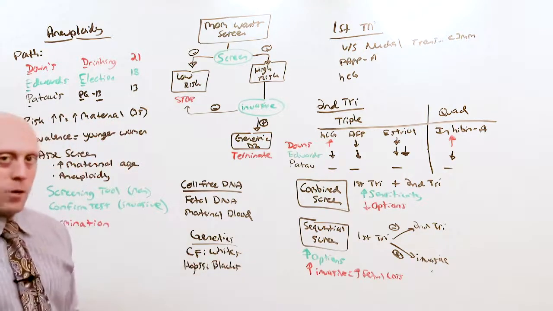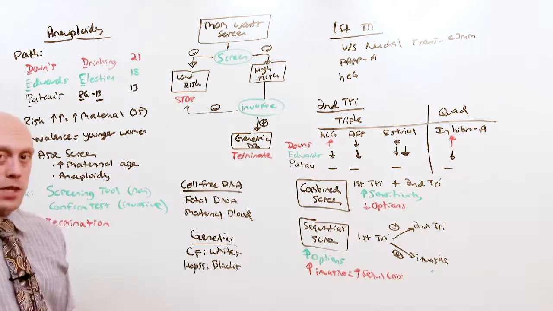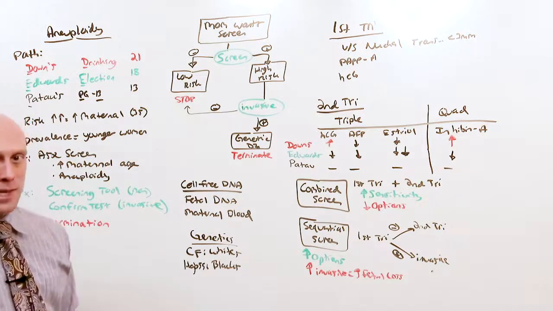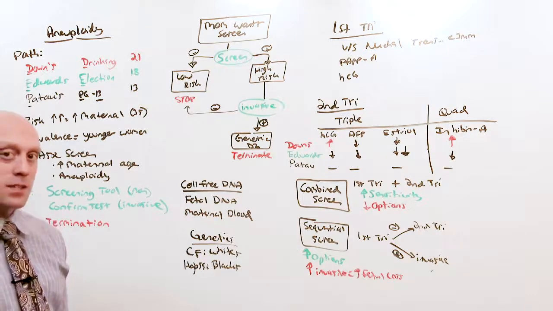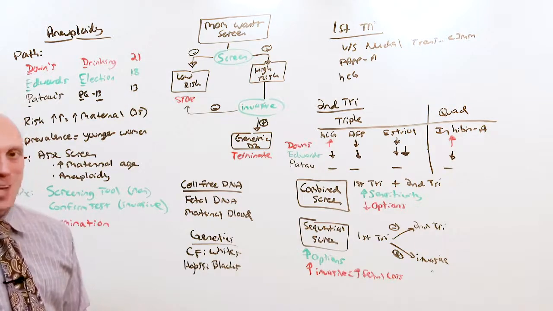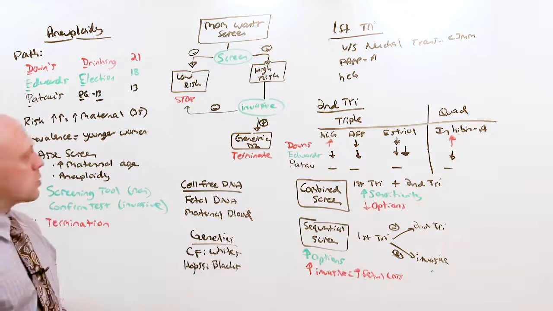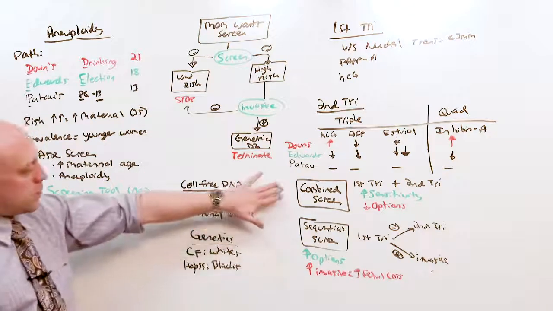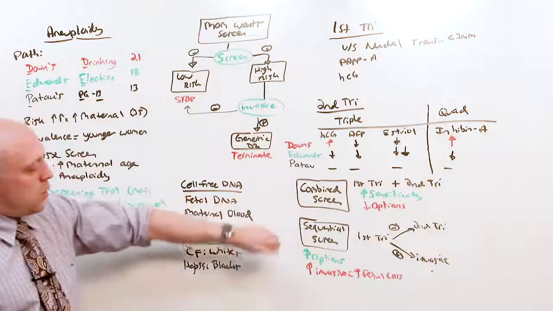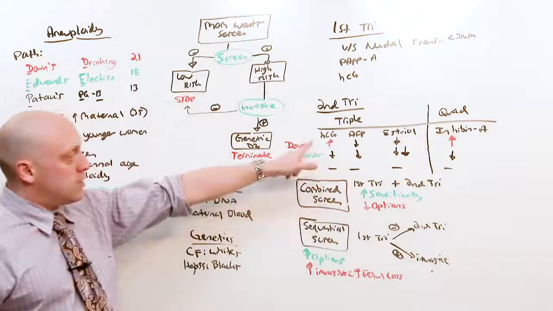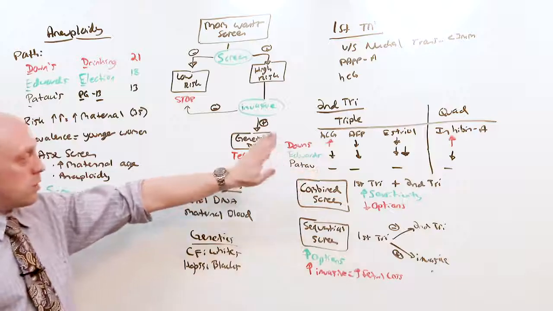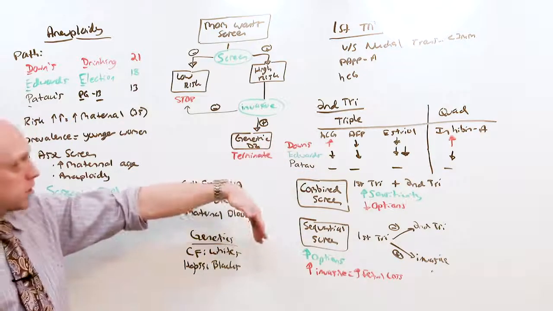The main things to take away here is that if you're going to do a genetic screen, mom has to want the invasive test, and she also has to want termination, because if it's positive and you're not going to change your management, it's not worth doing. And you can increase the sensitivity by doing either combined or sequential screening, knowing that there's risks and benefits to each one. Memorize Downs is up, HCG and inhibin A for the triple and the quad screen. The other ones are different.